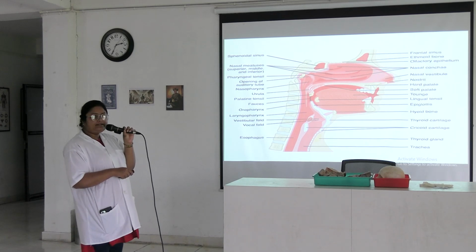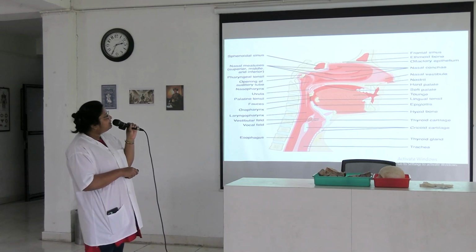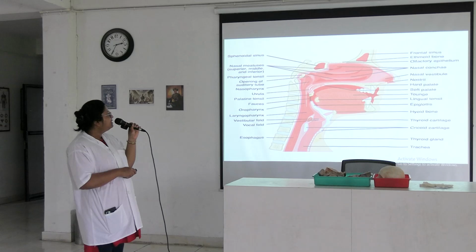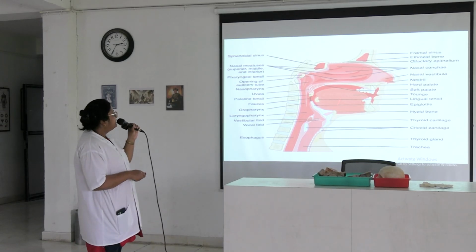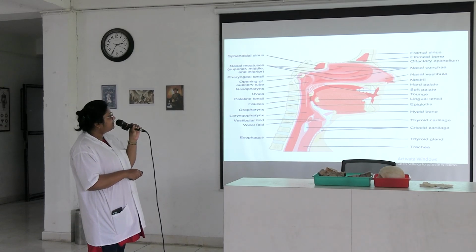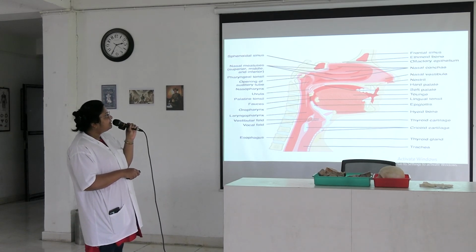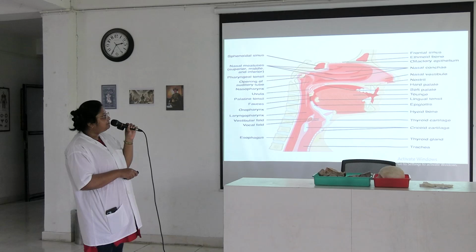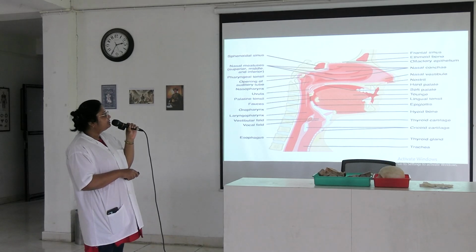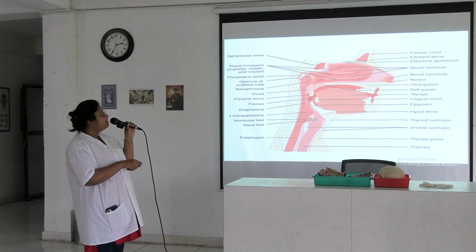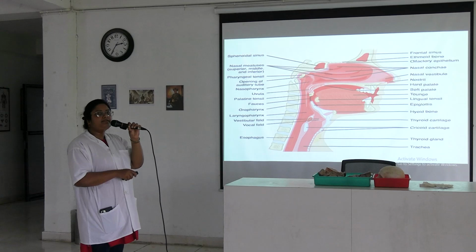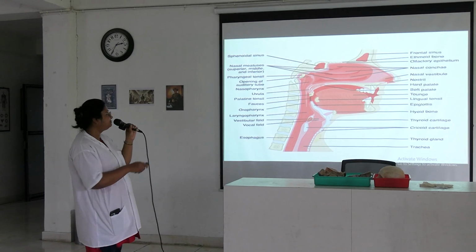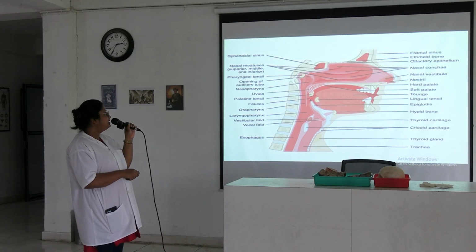See here the palate: the anterior 2/3 is the hard palate, and the posterior 1/3 is the soft palate. And here you can see the teeth, tongue, and these are the lips. These are the gums where the teeth are attached. The space between the lips and the gums is known as the oral vestibule.